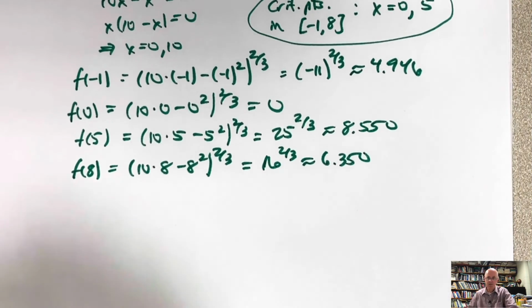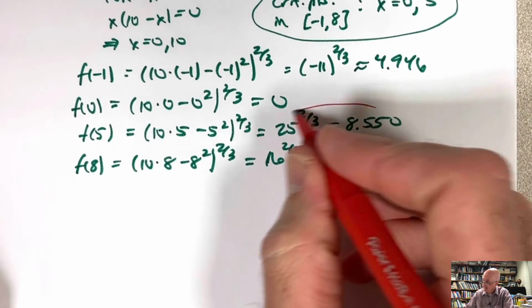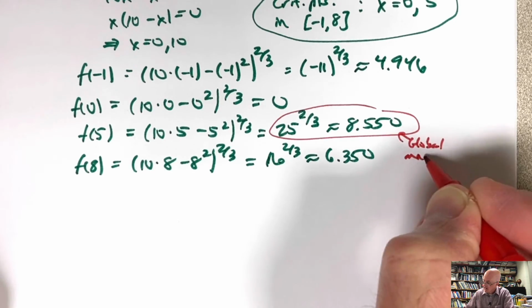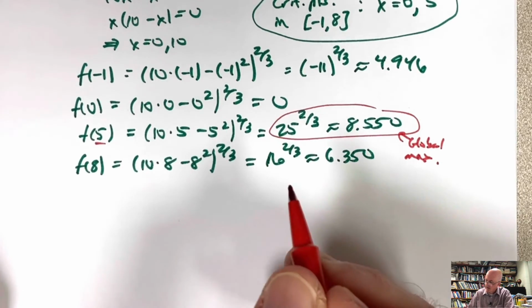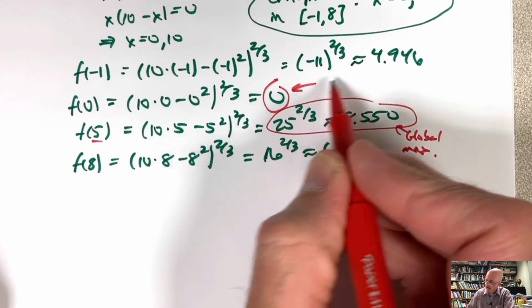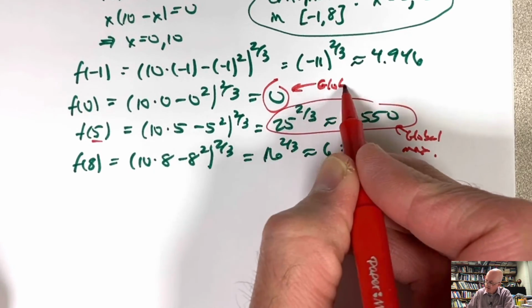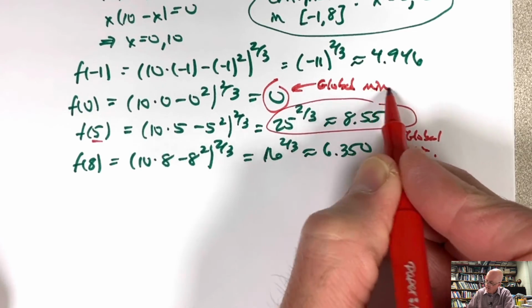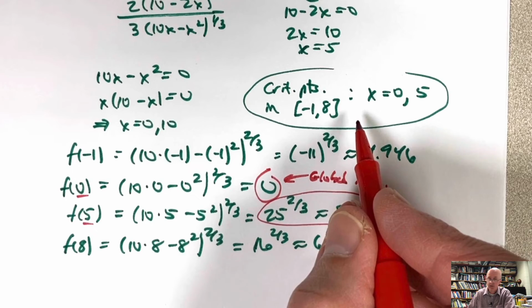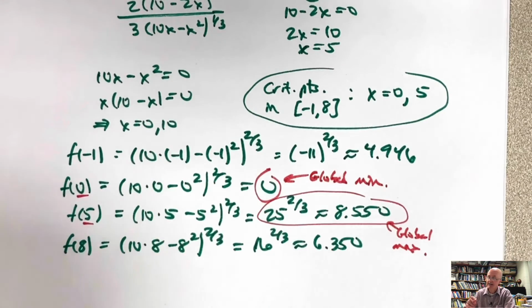Okay, so what's the biggest and what's the smallest? There's your biggest, global max, and it occurs at x equals 5. There's your smallest, global min, and it occurs at x equals 0, which is the critical point where the function had a derivative that was undefined. And in this case, it's not an infinite slope.